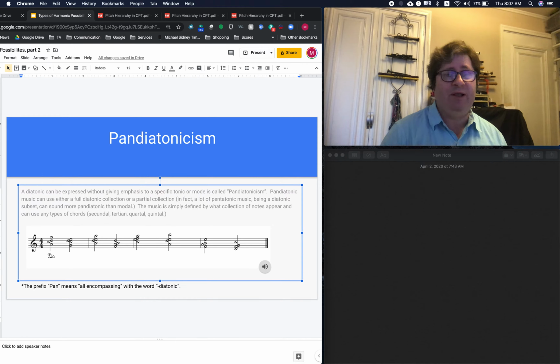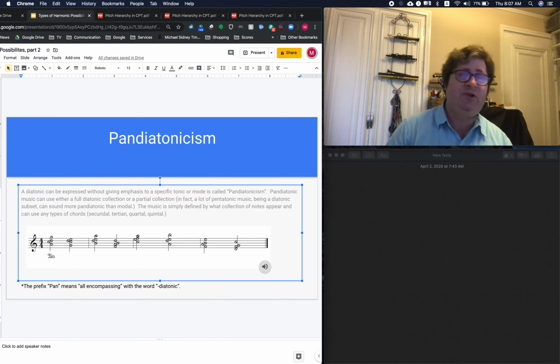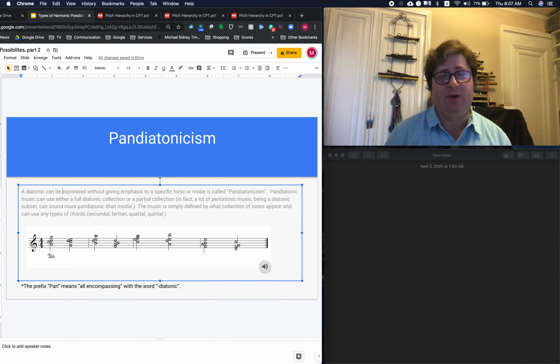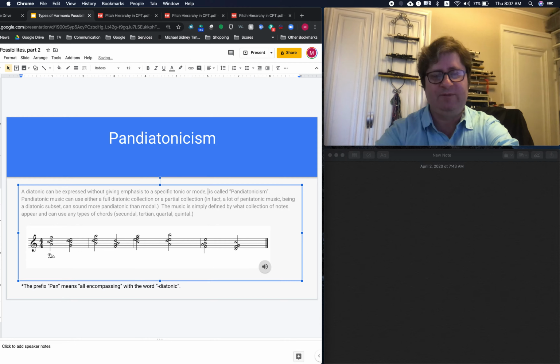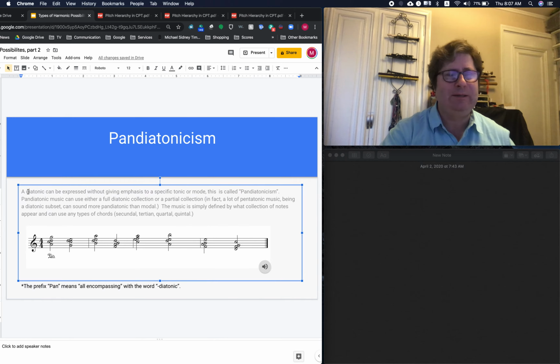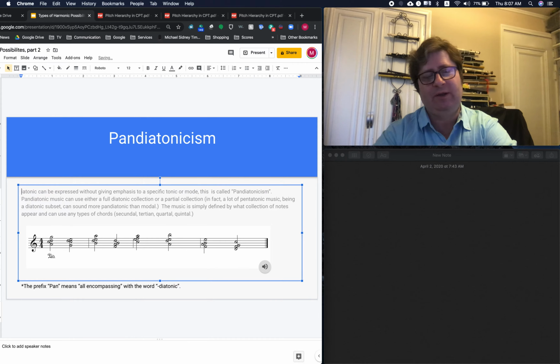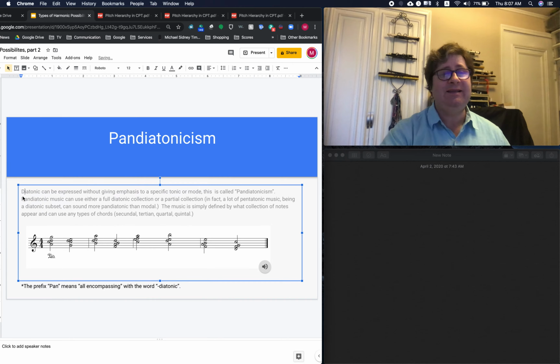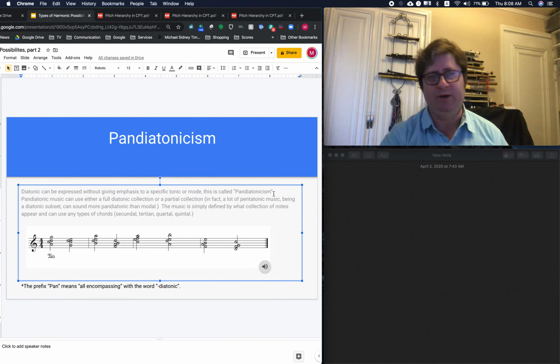Diatonic can be expressed without giving emphasis to a specific tonic or mode. This is called pandiatonicism. I obviously need to correct this. All right, there we go. That's okay, I can improvise. Diatonic can be expressed without giving emphasis to a specific tonic or mode. This is called pandiatonicism. Now we're on track here.